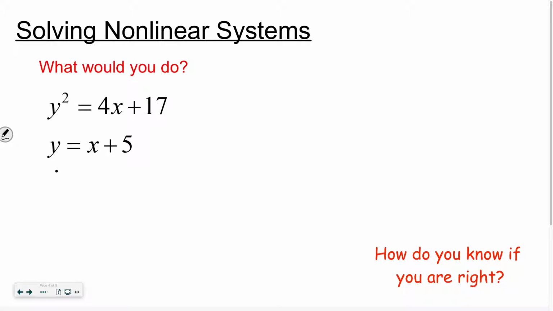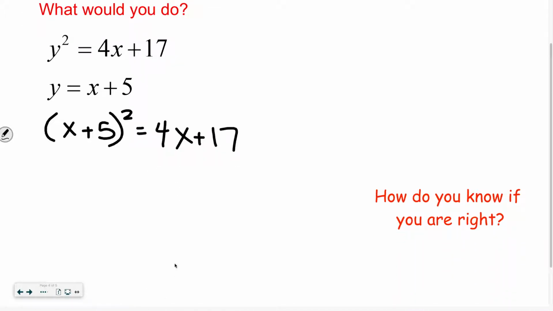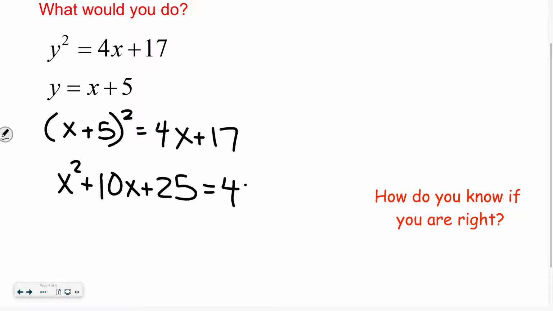So if y is x plus 5, then that's x plus 5 squared equals 4x plus 17. And what is x plus 5 squared? It's x squared plus 10x plus 25. Thank you, beautiful. X squared plus 10x plus 25. Very good. And then what would you do from here?